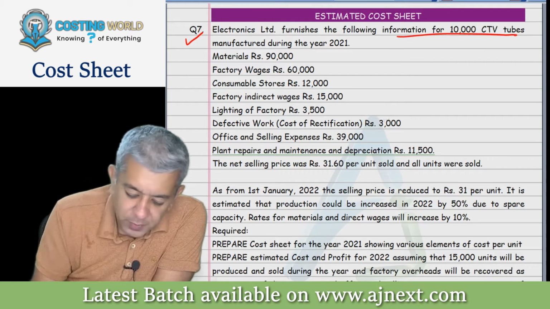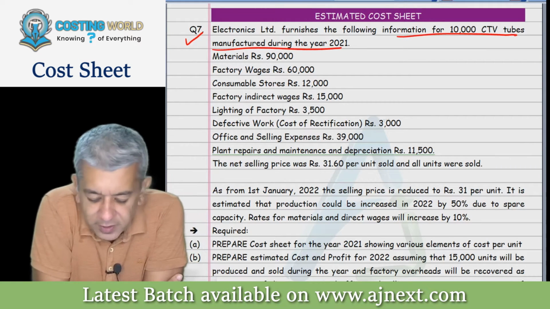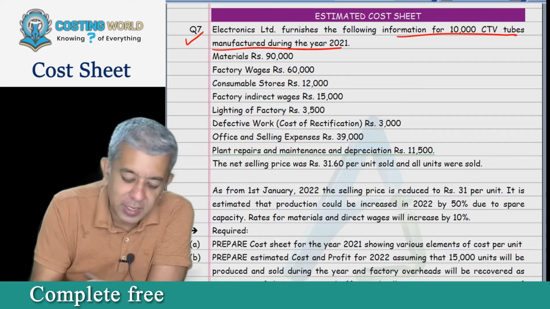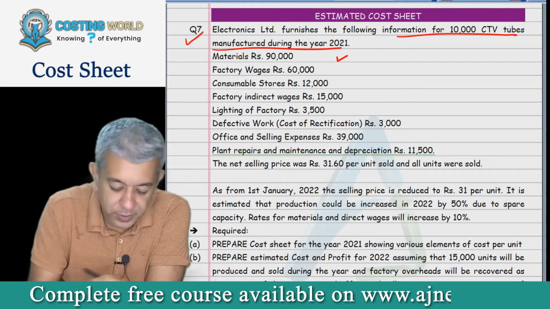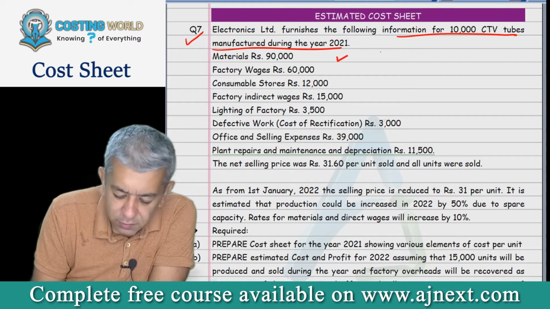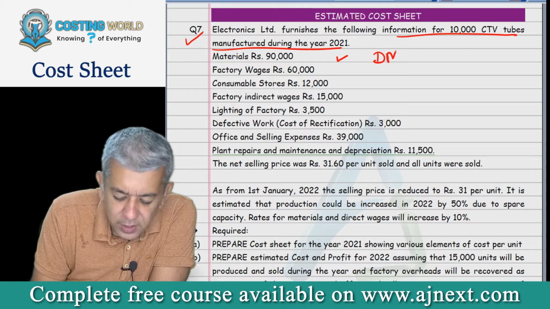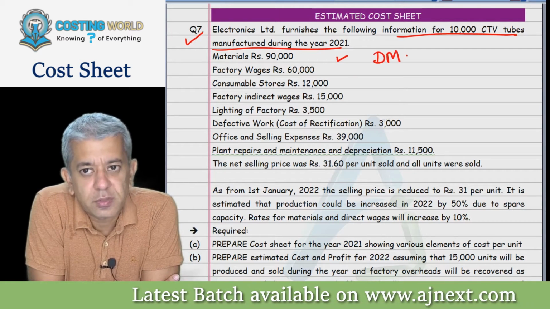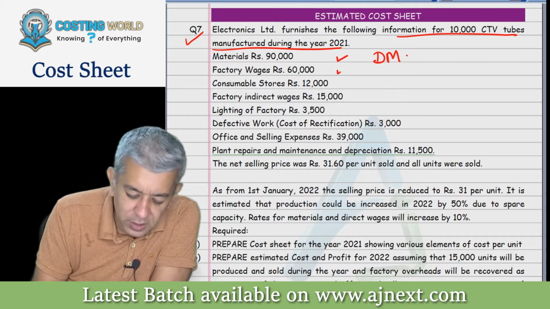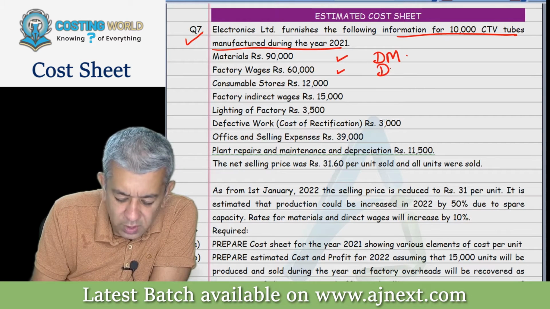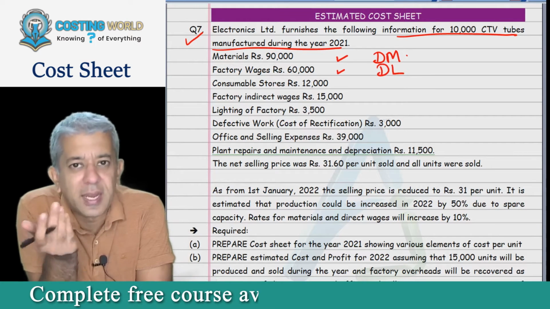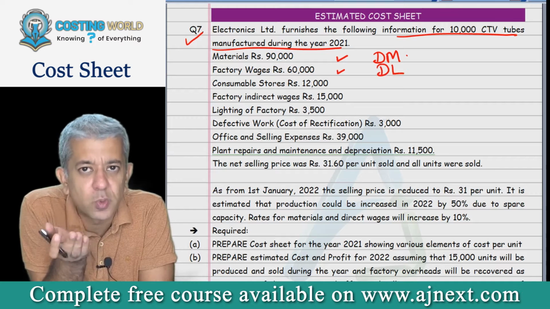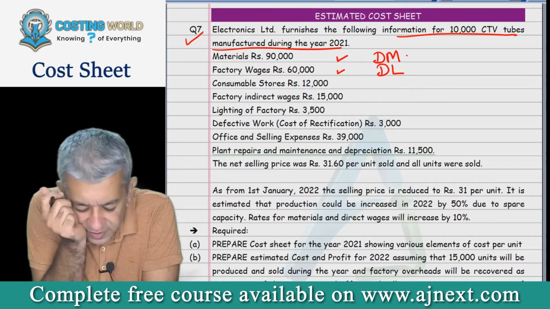Electronics Limited furnishes the following information for 10,000 color TV tubes manufactured during the year 2021. Materials is 90,000 rupees. Now materials obviously means direct materials. You can write down over here direct materials. Factory wages. Factory wages obviously will mean your direct wages, so therefore your direct labor. Your direct labor wages are also incurred in the factory, no? So therefore those are factory overheads.